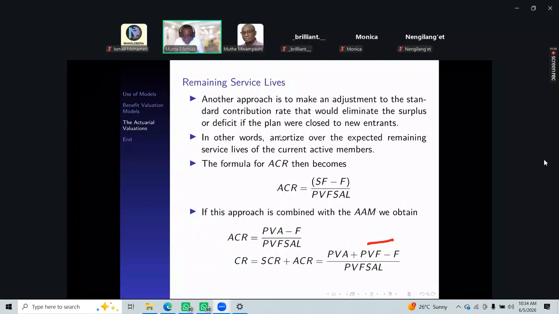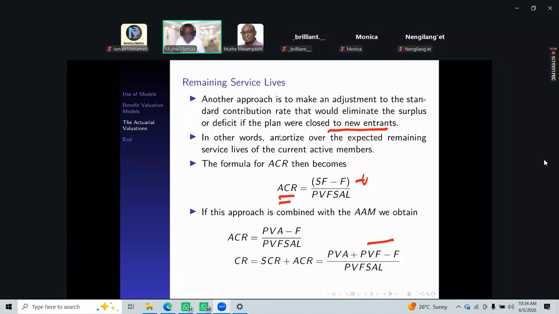Then we have remaining service life. So the idea is actually the same. The way we adjust the contribution remains the same, except the way we compute the adjusted or revised contribution rate here, right? So the adjusted contribution rate, of course, will depend again on the difference between the actual and this one here. And I think what is important here is that we are assuming this pension fund is closed to new entrants, so it's not taking any new entrance here, right? So that is why we are calling it remaining service lives.